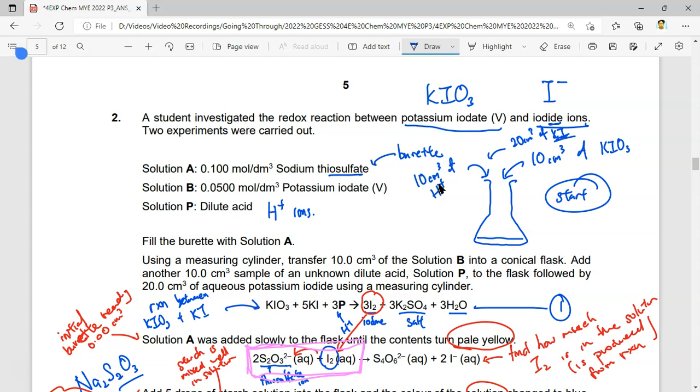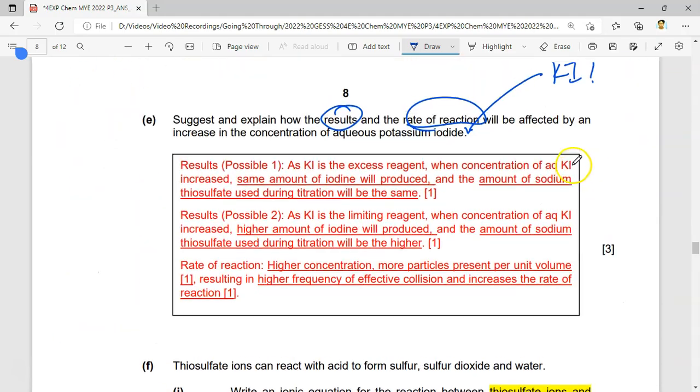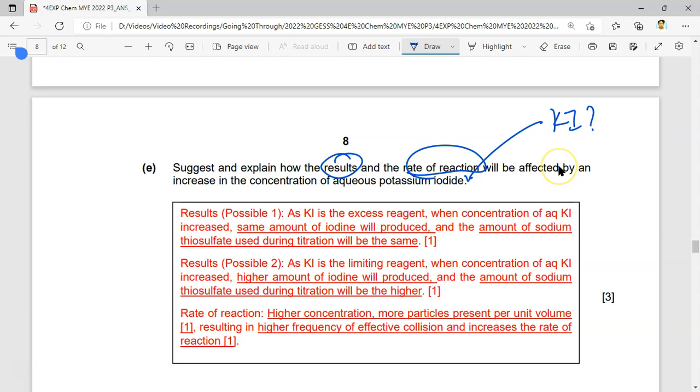KI is added here, at the very start of the reaction. Now, I'm going to increase the concentration of KI. Let's assume the same volume. When I say increase the concentration, you must make an assumption: assume the same volume of KI. If I assume the same volume of KI, concentration will actually affect two things.